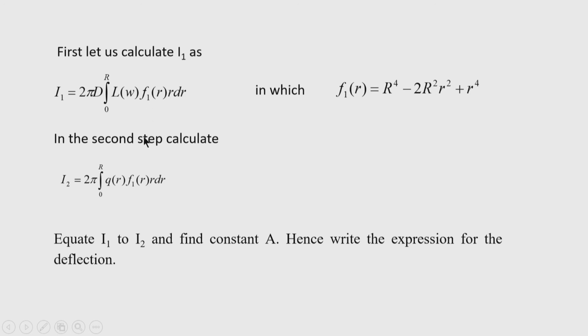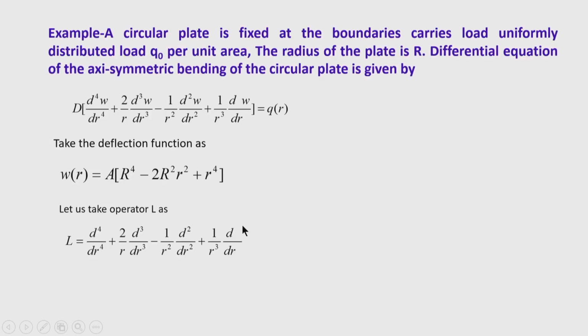In the second step, calculate I 2, that is with the load. The load is q r and the deflection function is f 1 r, times r d r. Of course, here q r is constant, equal to q naught. So, if the two integrations are carried out and both expressions are equated, I 1 equated to I 2, then we can find the unknown constant A. Once the unknown constant is found, then the deflection is completely known.